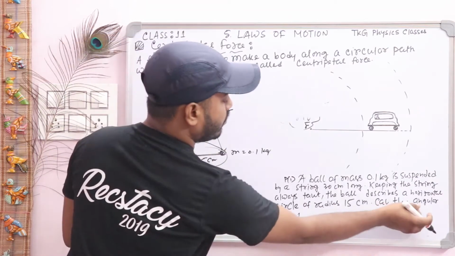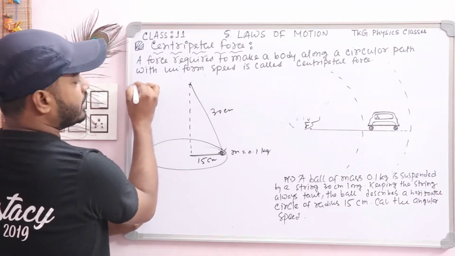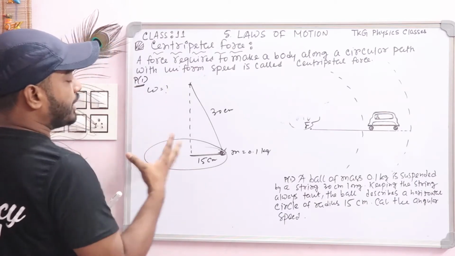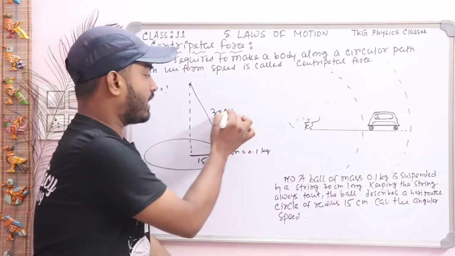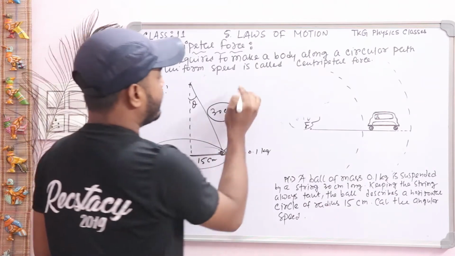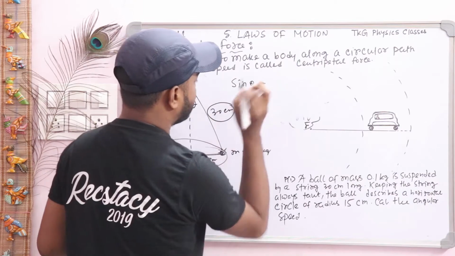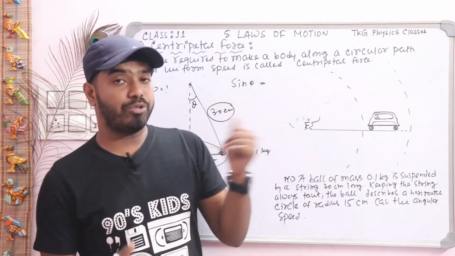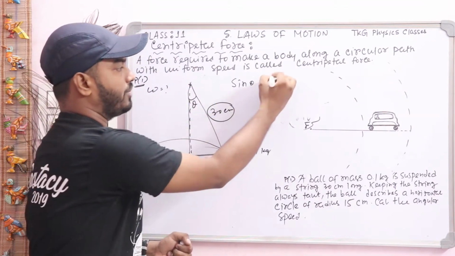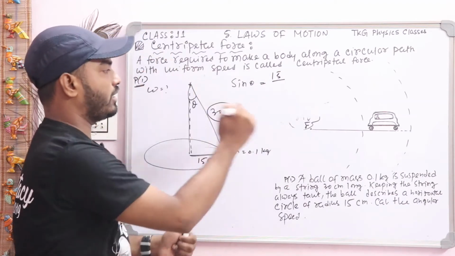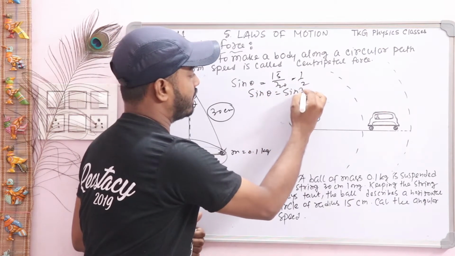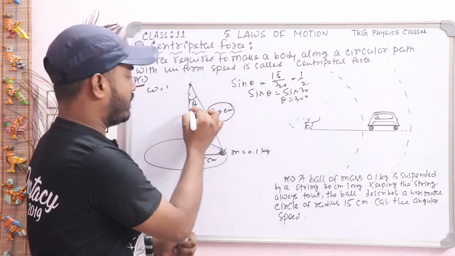Now you have to calculate the angular speed, that is, according to our problem, you have to find the value of omega here. See, this length is 30 centimeter. Suppose this angle is theta. This is 15 centimeter. If I write the value of sine theta, what will be the result? Sine is perpendicular by hypotenuse. Here this is the base, so perpendicular is 15 and hypotenuse is 30. So this will be half. So sine theta is equal to sine 30, so theta is equal to 30 degree.